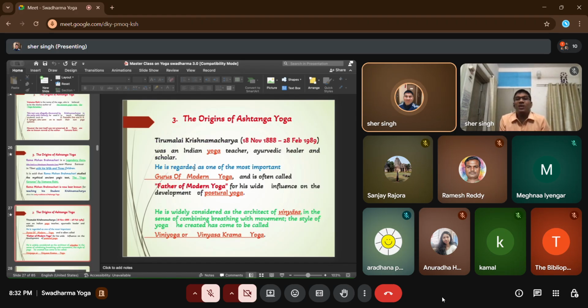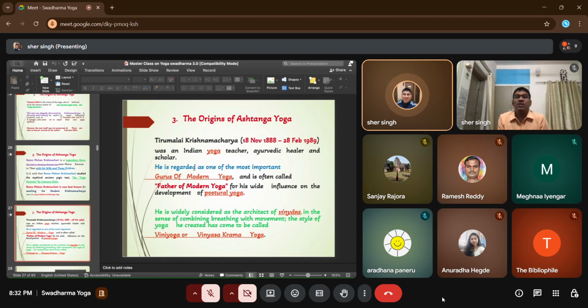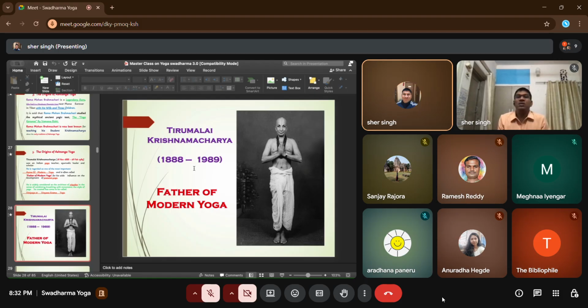This Thirumalai Krishnamacharya was an Indian yoga teacher and Ayurvedic healer. He is regarded as the guru of modern yoga, the father of modern yoga, and he is considered the architect of Vinyasa in the sense of combining. Basically, Vinyasa means combining breath with movement. The style of yoga he created came to be called Vinyasa yoga or Vinyasa Krama. So this is Thirumalai Krishnamacharya, 1888 to 1989, father of modern yoga.